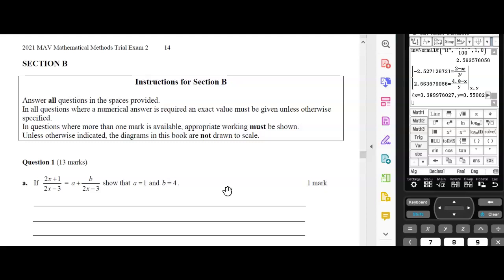For example, this first one is a show that question. Whenever you see show that, you do have to show working out. You just can't do it on your calculator.